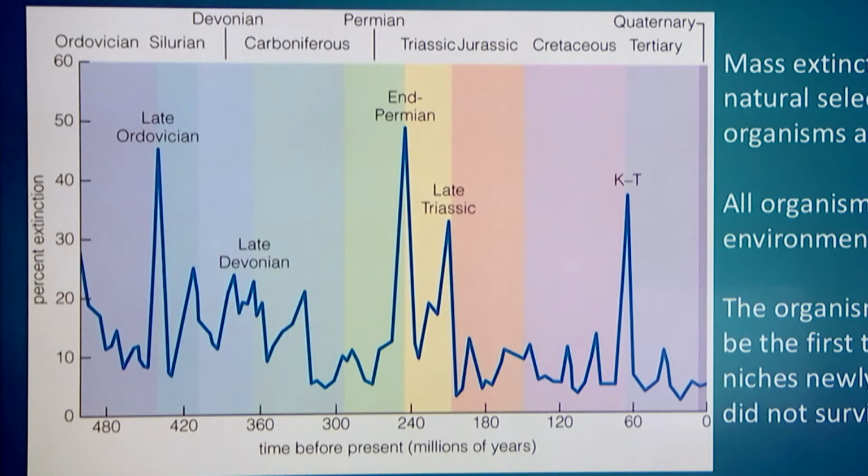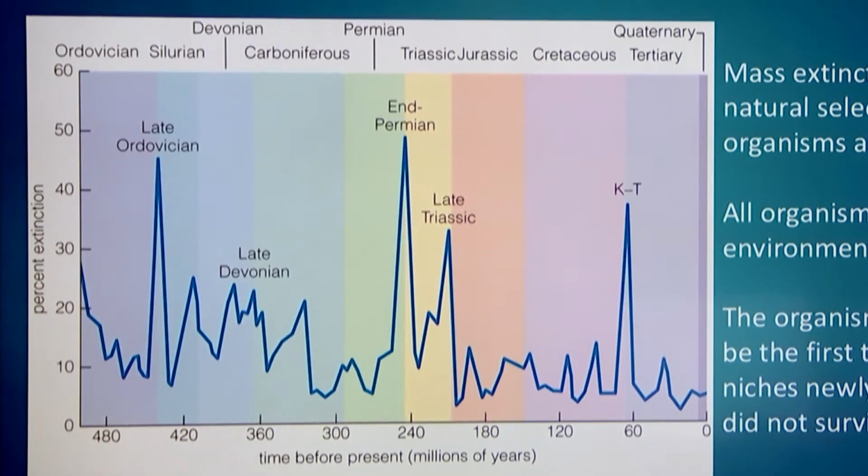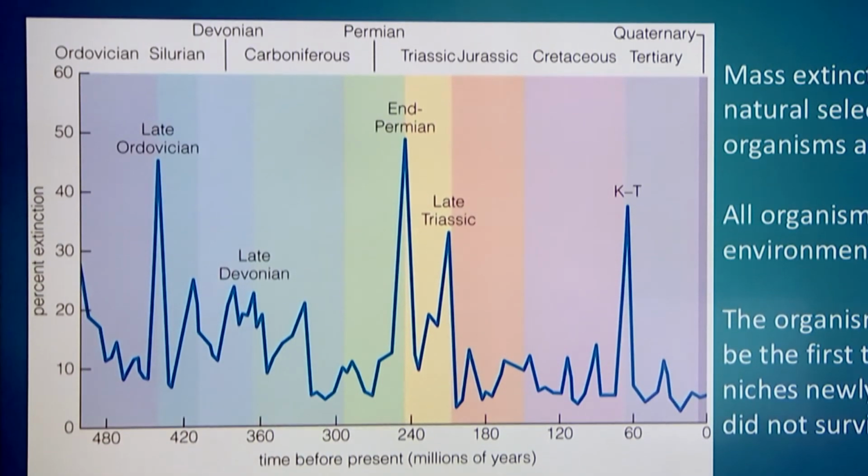The largest mass extinction was the late Ordovician, about 440 million years ago. And there was another dramatic one at the end of the Permian era, about 250 million years ago. And then the famous one called the KT boundary at about 65 million years ago, corresponding not only to the death of the dinosaurs, but many other large mammals.